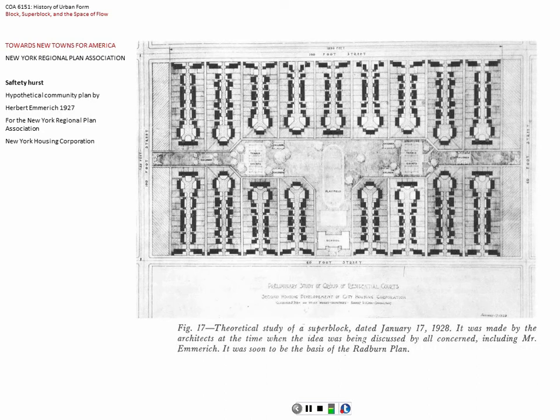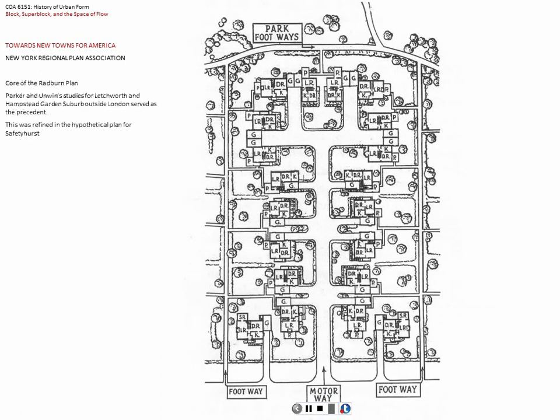This would soon become the basis in 1929 for the plan for Radburn, New Jersey, which I would argue is probably the single most influential subdivision plan done in the 20th century in the United States. The core of the Radburn plan was the cul-de-sac. Now, the term cul-de-sac actually refers to the diverticulum in the intestine, these little sort of cul-de-sacs.